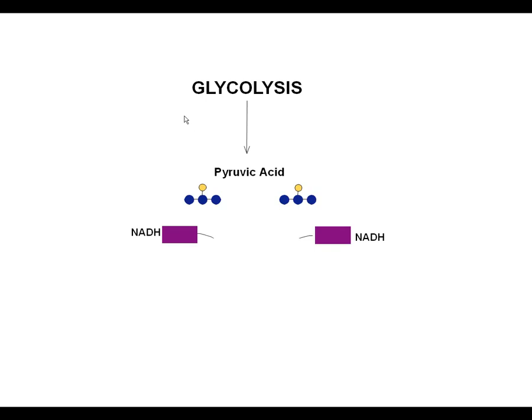So if we start with glycolysis again, we end up with our pyruvic acids. This pyruvic acid now is going to act as the electron acceptor. This pyruvic acid is going to be reduced. NADH is going to be oxidized to NAD+, and we have an end reduced product of lactic acid. This is the end of metabolism.